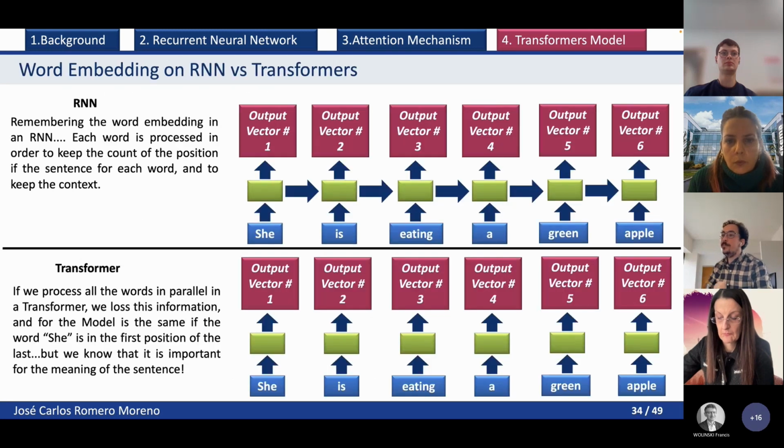Sorry, this was already explained in this slide. Instead of processing each word sequentially, we are processing all at once.